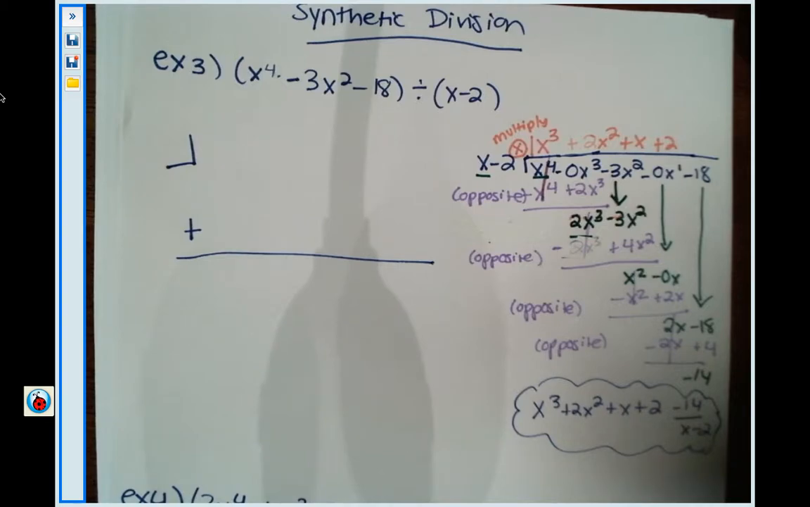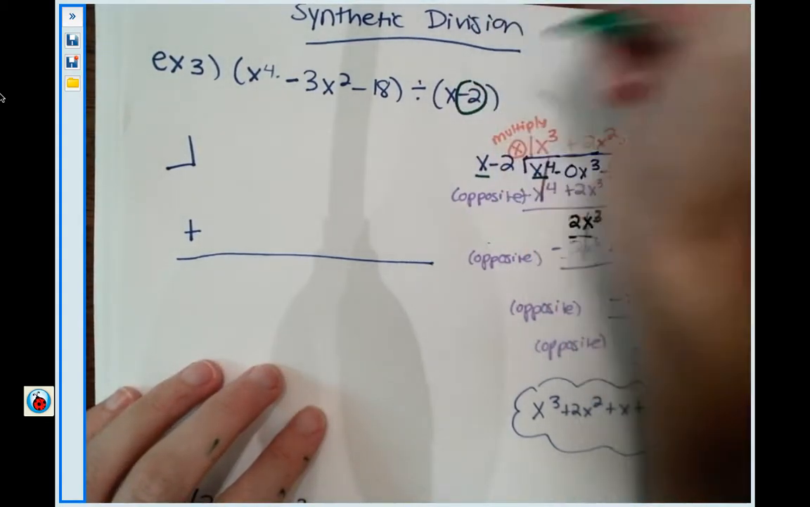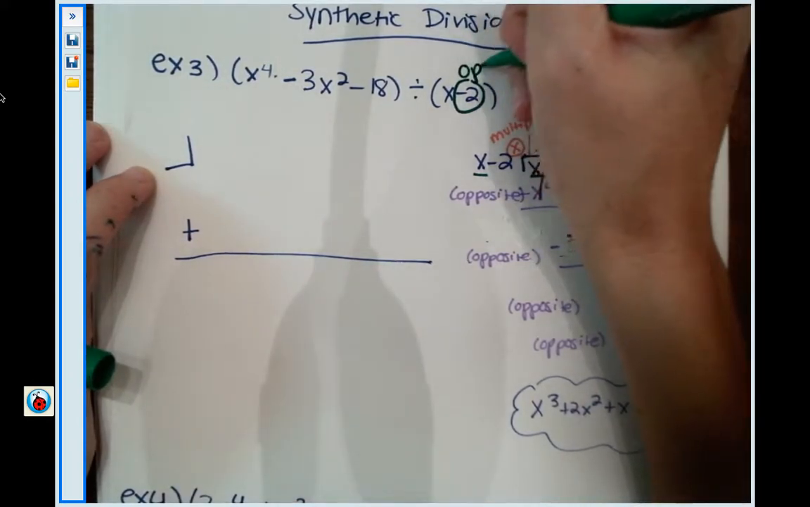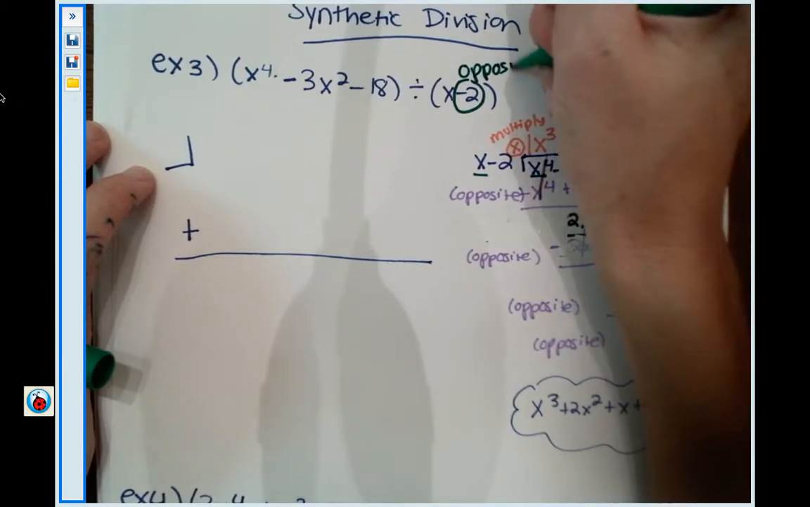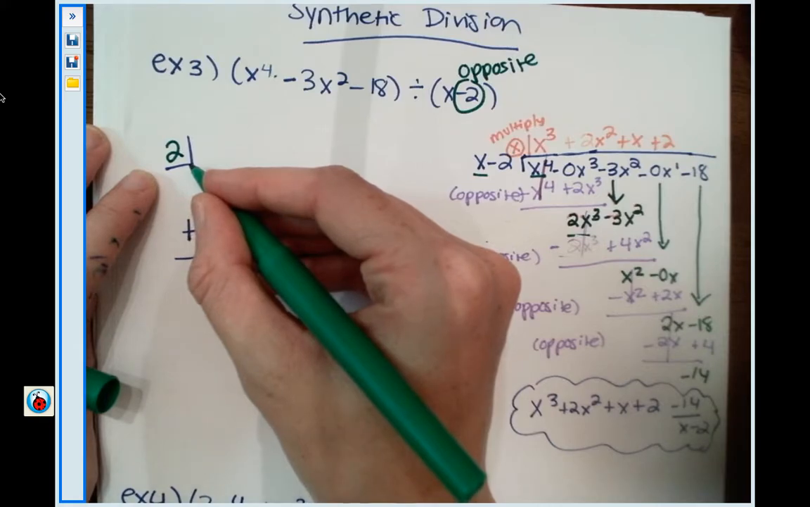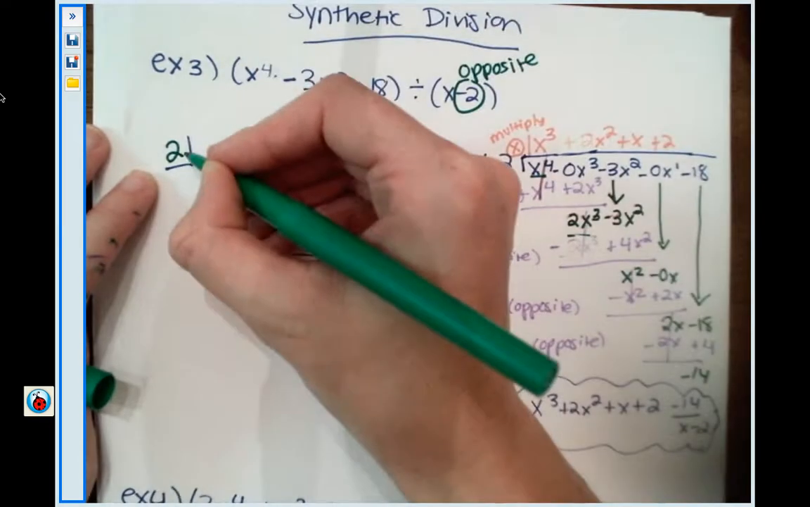All right, so the first thing we do, we put the opposite of our divisor. If you see here, this is a -2, and here we put the opposite of this, which is a +2. So we put the opposite of that number in here. The opposite of our divisor goes in the little box.